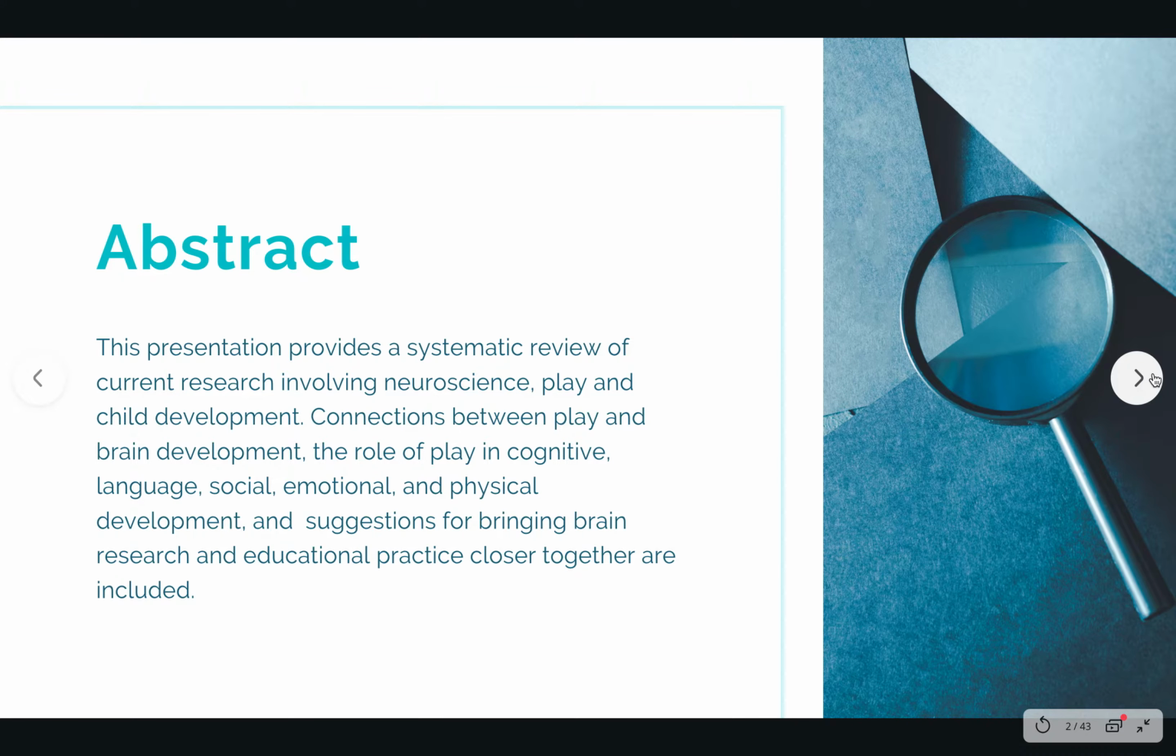This presentation provides a systematic review of current research involving neuroscience, play, and child development. Connections between play and brain development. The role of play in cognitive, language, social, emotional, and physical development. And suggestions for bringing brain research and educational practice closer together are included.